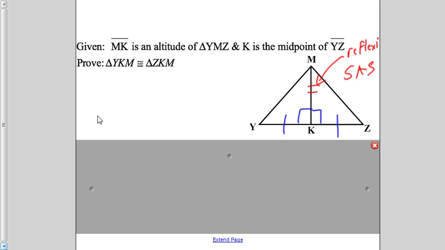Okay, I'm going to give you a minute. I want you to write out the whole proof. Make a little T-chart where statements are on one side and reasons are on the other. I really recommend trying this. You're going to have to do this for your quiz on Tuesday. I'm going to give you just a minute.